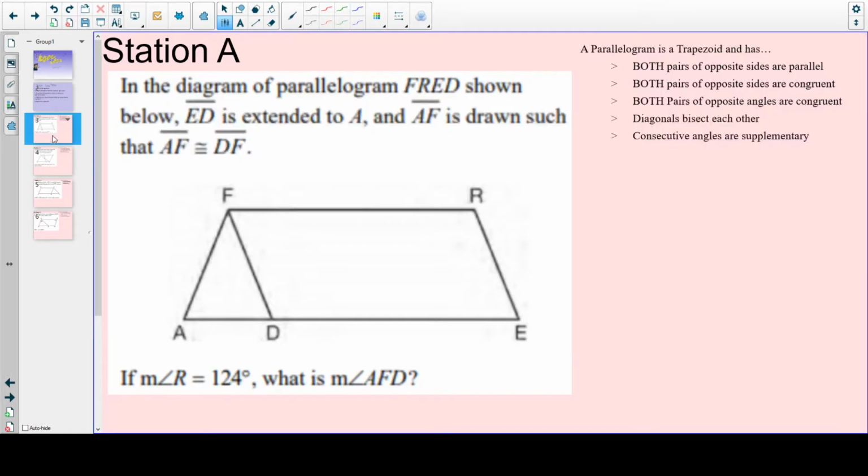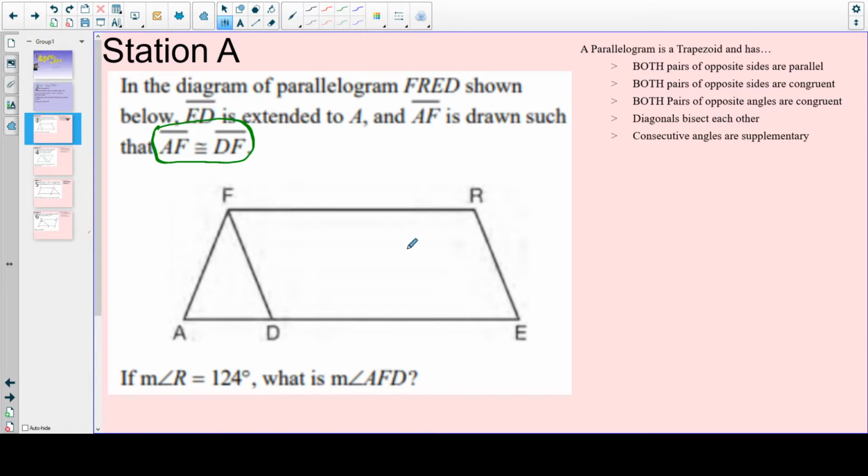Let's jump to it. So the first one, station A. Remember, this has to do with all about parallelograms. So I have the main properties of parallelograms up here, and let's jump into it. In the diagram of parallelogram FRED shown below, line segment ED is extended to A, and AF is drawn such that AF is congruent to DF. This looks like it's very, very important.